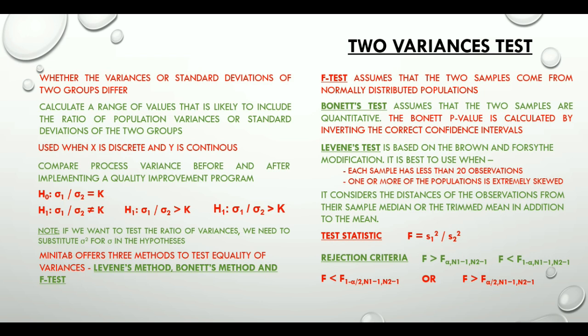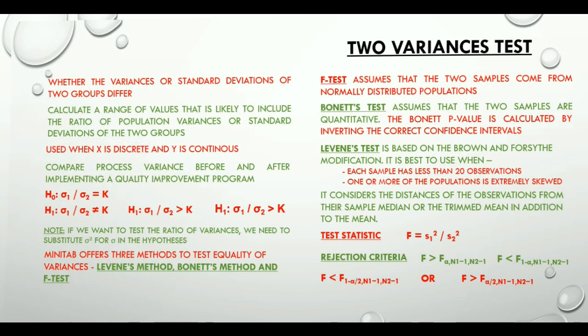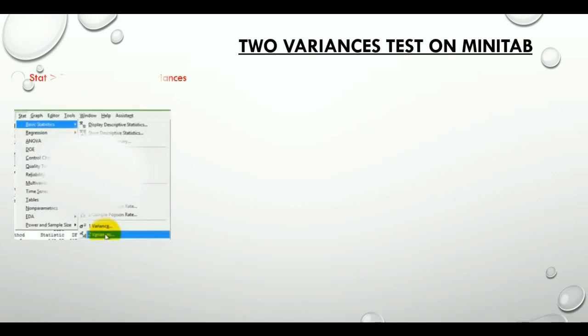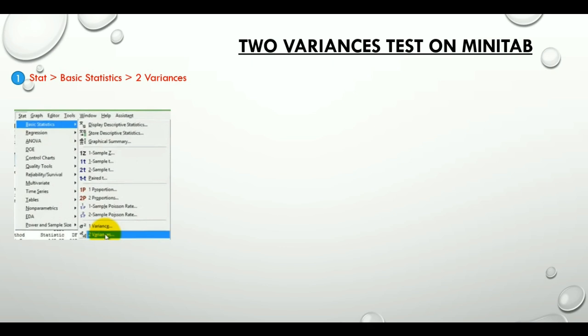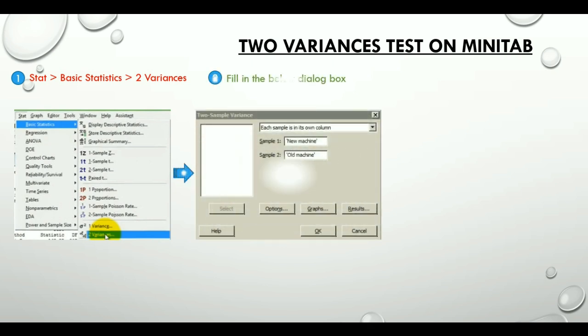Now let's move on to see the steps on Minitab. We click on Stat, Basic Statistics, Two Variances. We fill in the below dialog box with sample 1 and sample 2 information. We can click on Options button to choose to carry out an F-test for normal populations. There is a checkbox, we just need to put a check mark there.